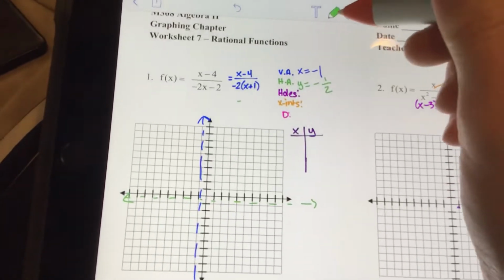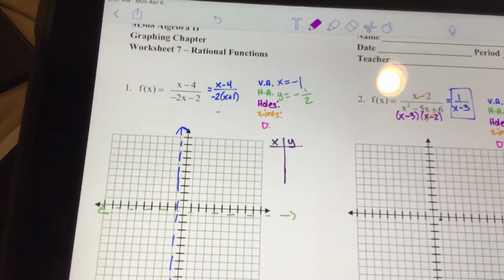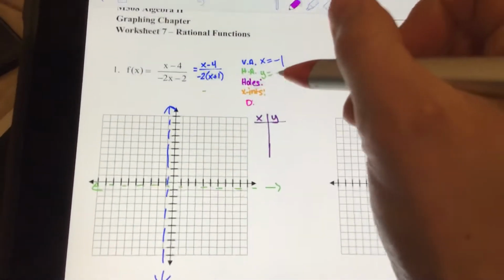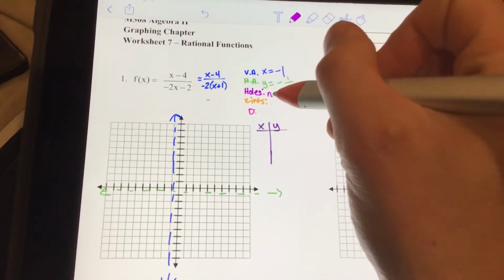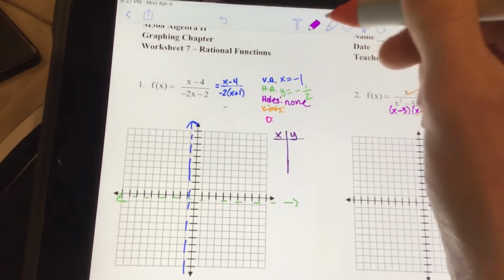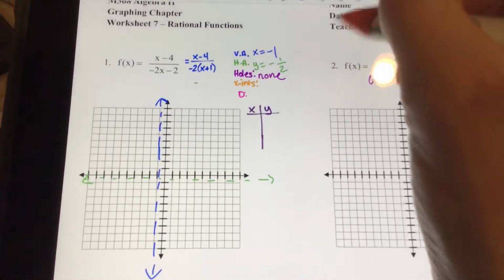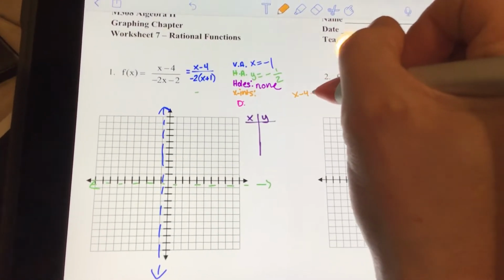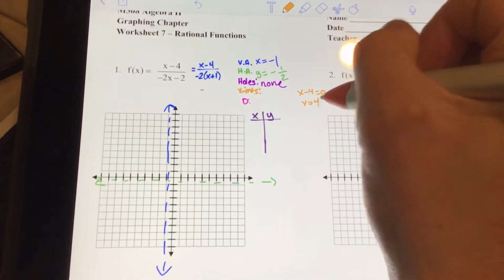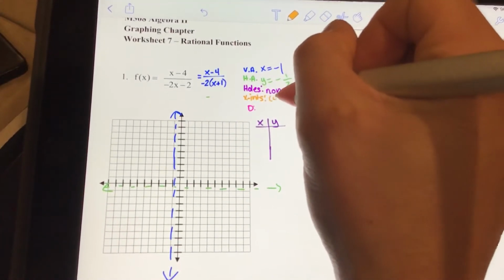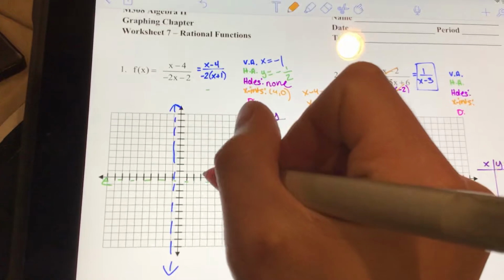Okay, holes happen when something canceled out when you factored. So since we didn't factor or cancel anything out, we are not going to have a hole this time. The x-intercept is what you get when you set the top equal to 0. So when I set x minus 4 equal to 0, I get x equals 4. So my x-intercept is 4, 0.